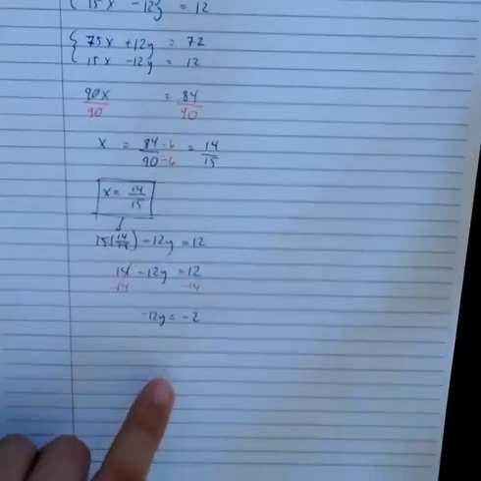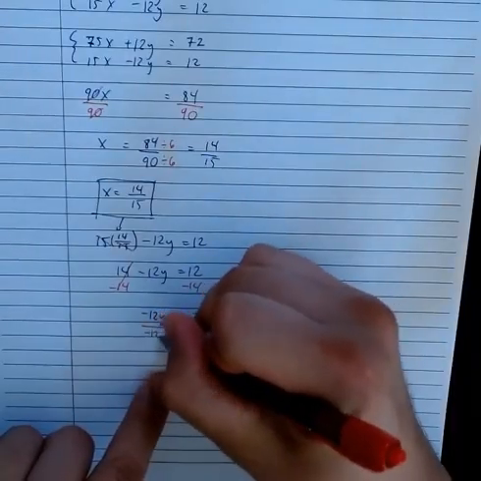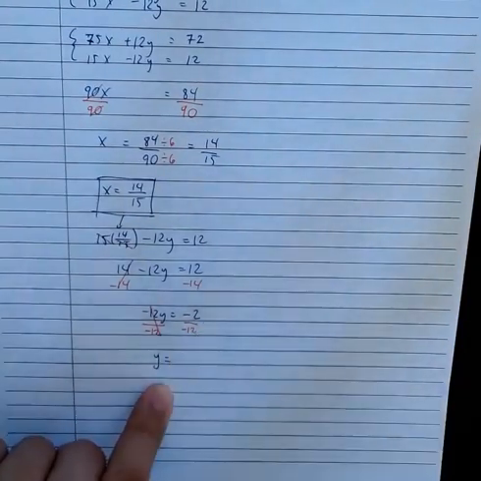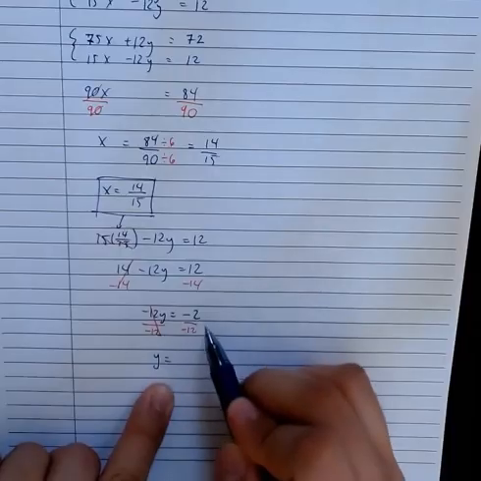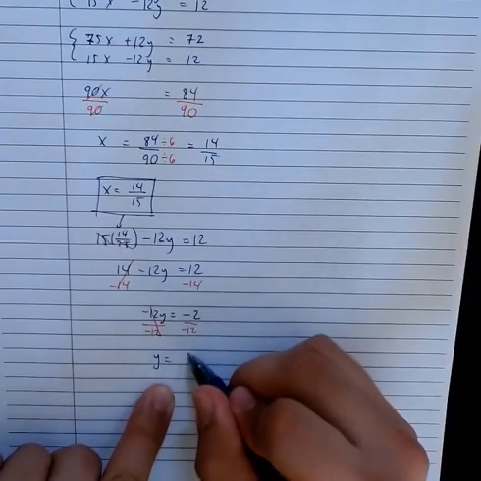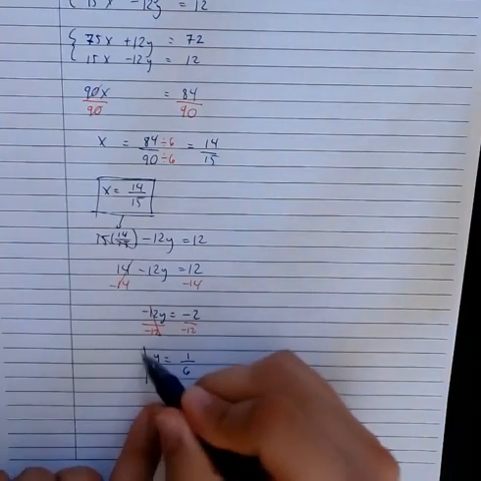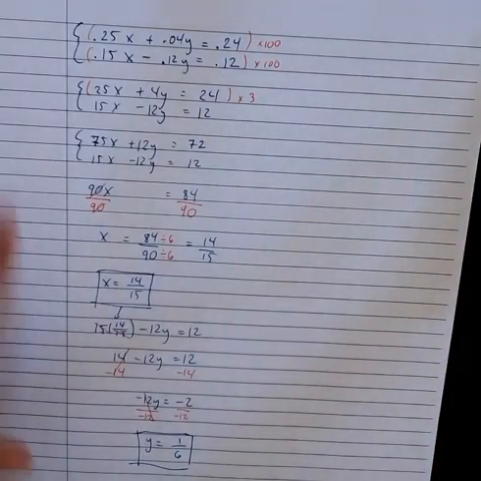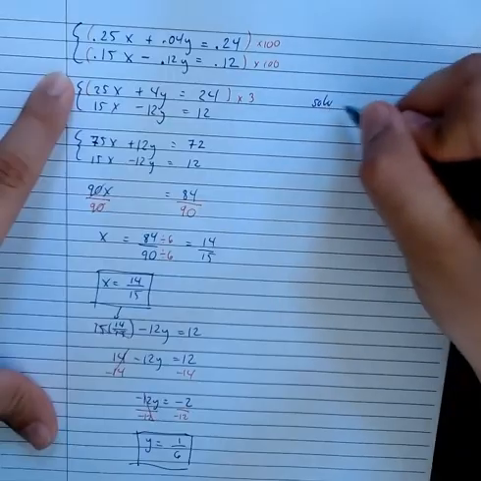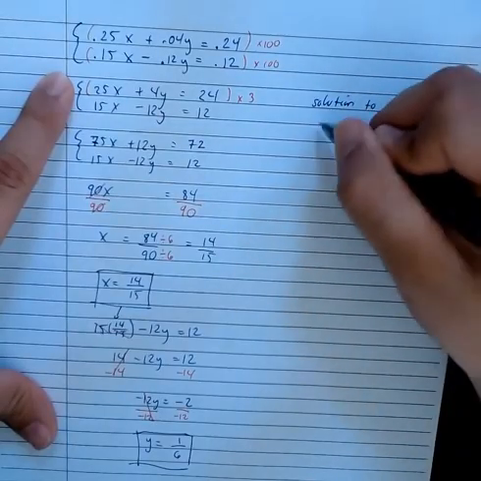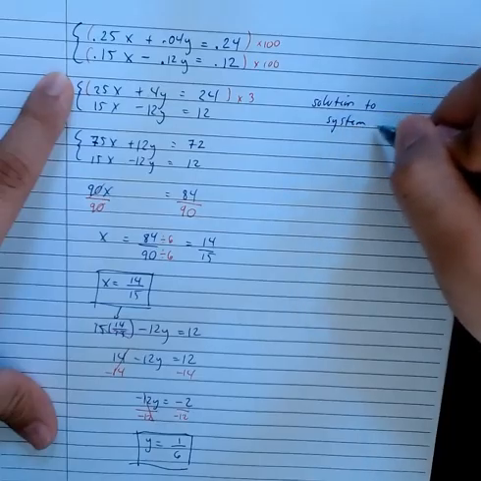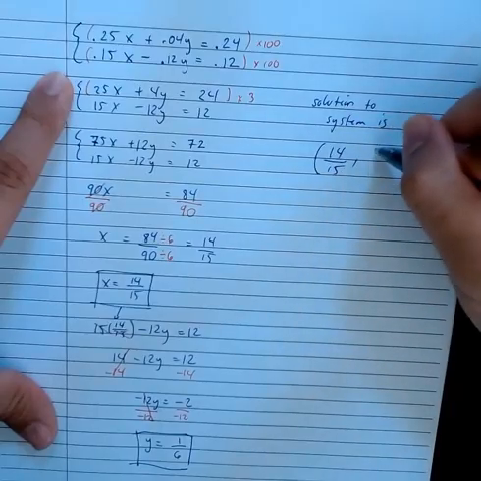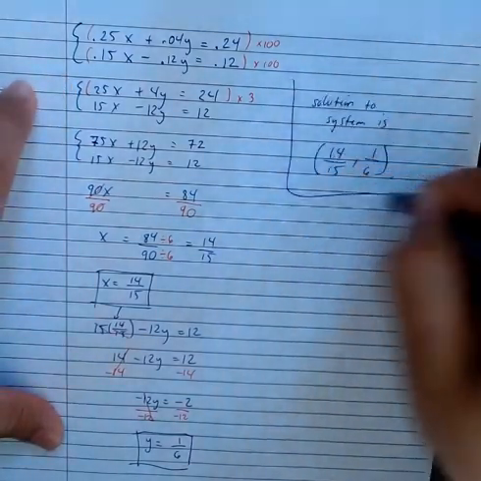And that's gone. And then it'll leave me minus 12y equals negative 2. And finally, if I divide both sides by my negative 12, that goes away. And I'm left with y equals, negative over a negative is a positive, and I can take that 2 over 12 and reduce it to 1 over 6. So that gives me my other coordinate. And now I can put all that together. The solution to my system is, well, let's see, my x has to be 14 over 15, and my y has to be 1 over 6. And there we go.